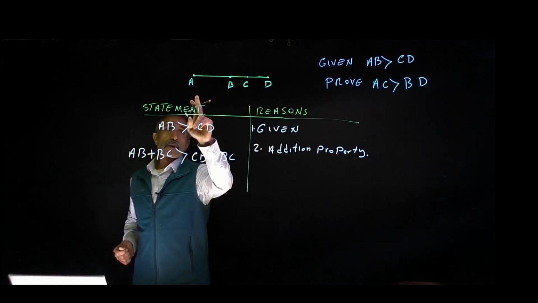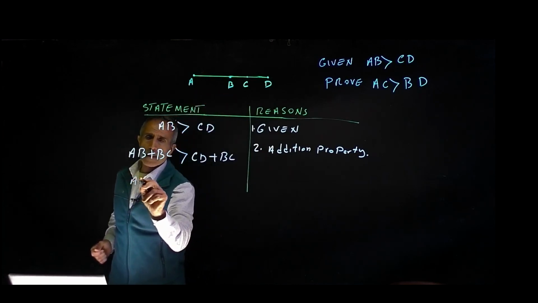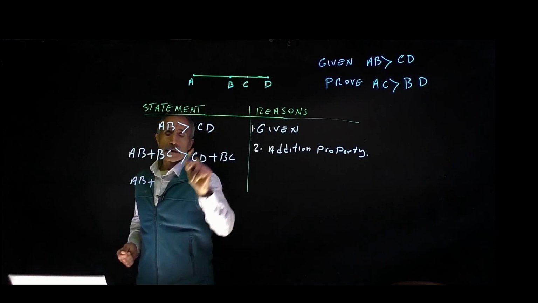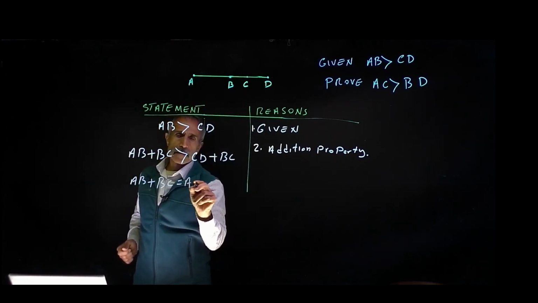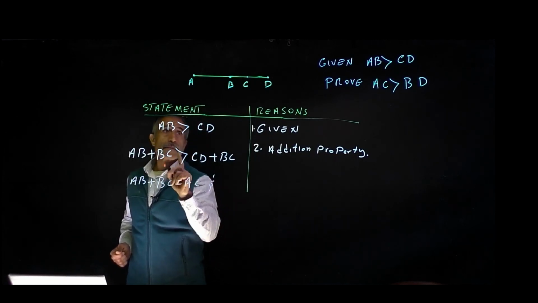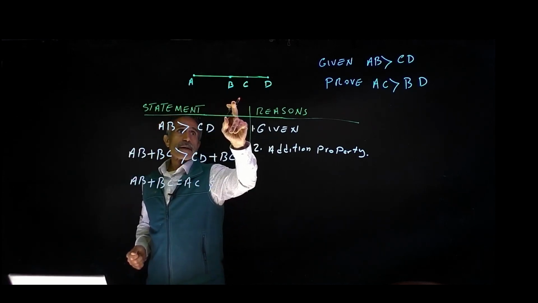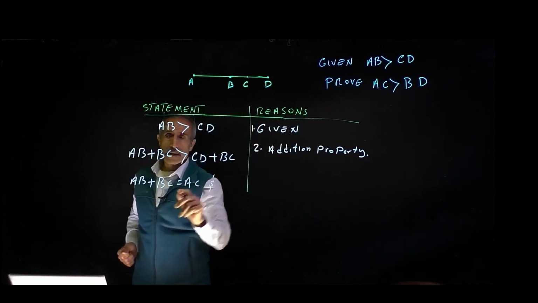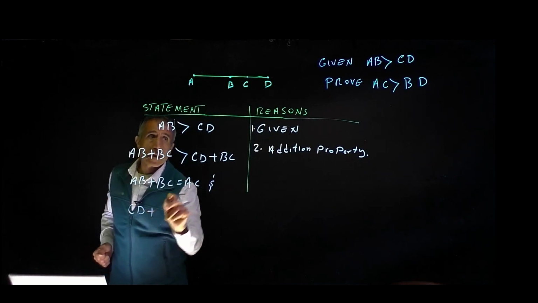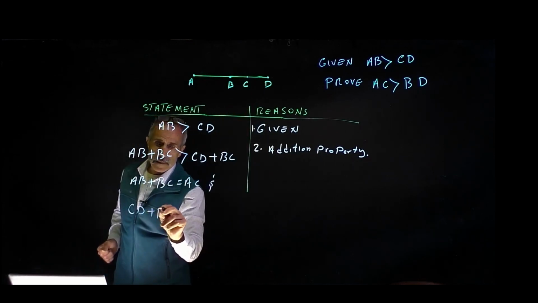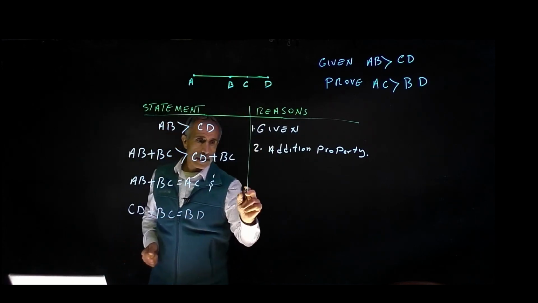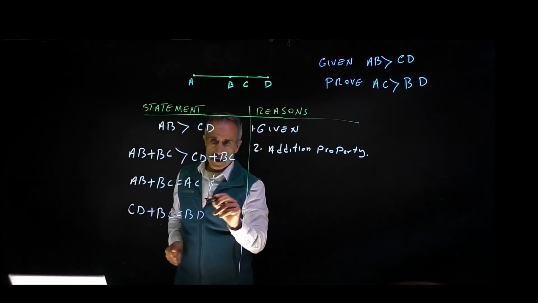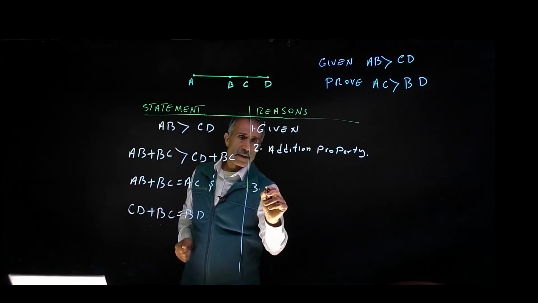Okay, the next thing I'm going to say is AB plus BC, that's equal to AC. And at the same time, I can say CD plus BC, that is equal to BD. And that is step 3, which is basically, again, addition.